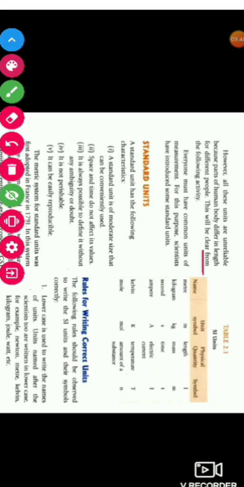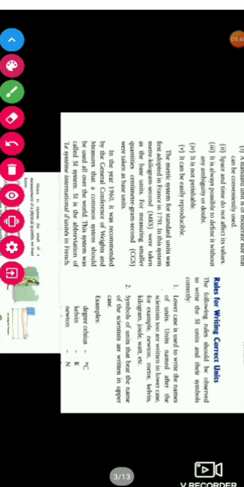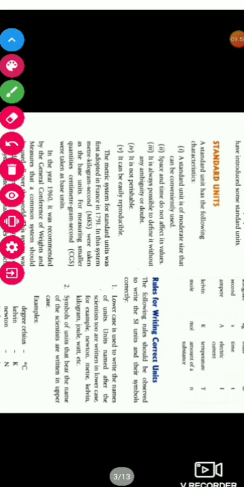Because the parts of the human body differ in length for different people, this will be clear from the following activities. Everyone must have a common unit of measurement. So then people came to realize that yes, we need a common unit, so that we can measure all things equally. Then there came a standard unit.